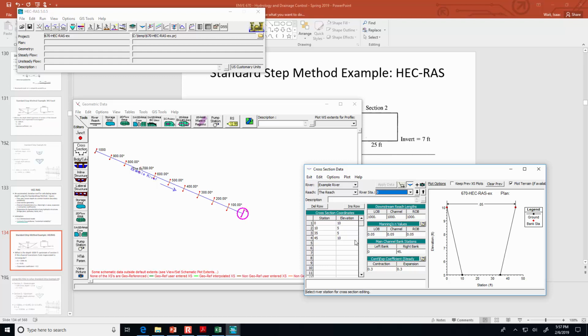So that should be good. Click apply. No, on the left it should be 10. Oh. The elevation on that other side needs to be 10. Click apply data. All right. And then make the right bank equal to 10.